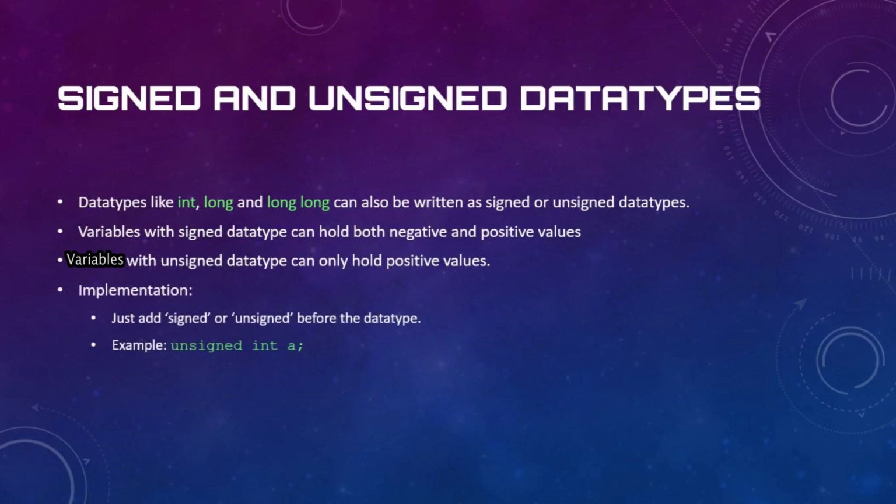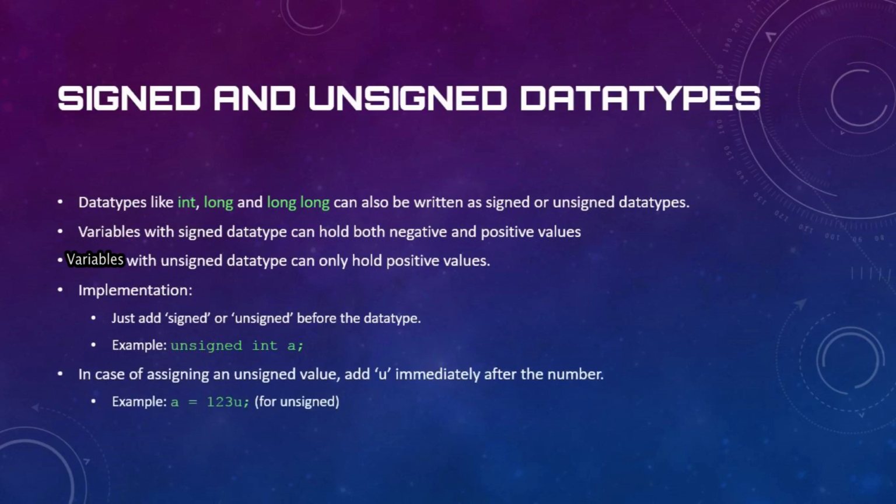So for implementation, we just add signed or unsigned before the data type. In the previous example, you have seen int a. So if you are using an unsigned data type, you are just going to put unsigned before the data type. So unsigned int a will create a variable a which only holds positive values.